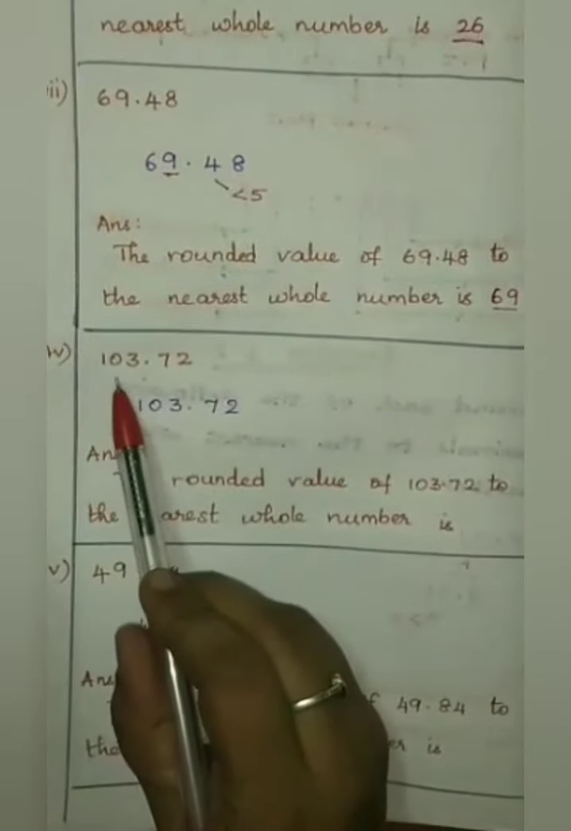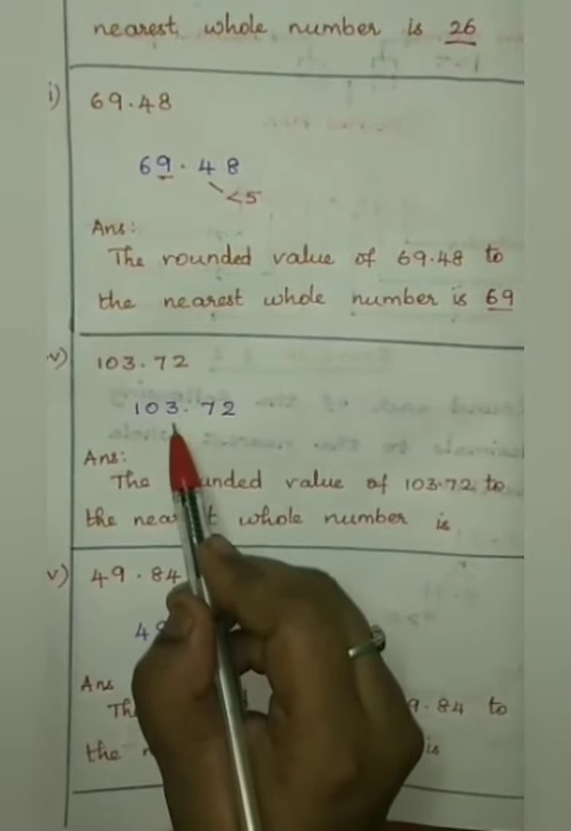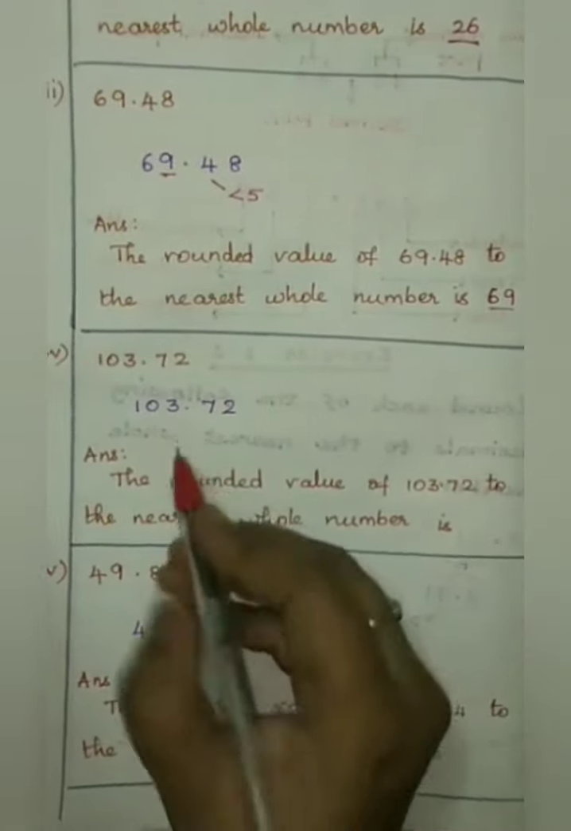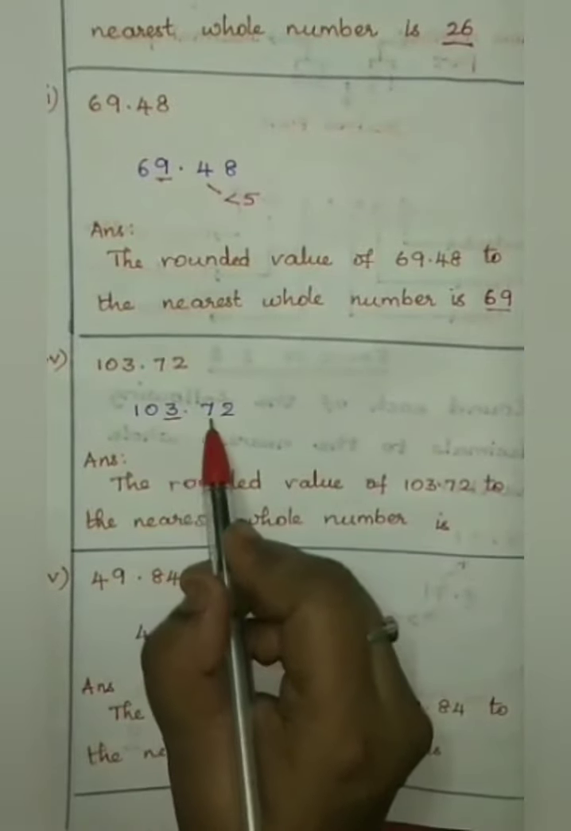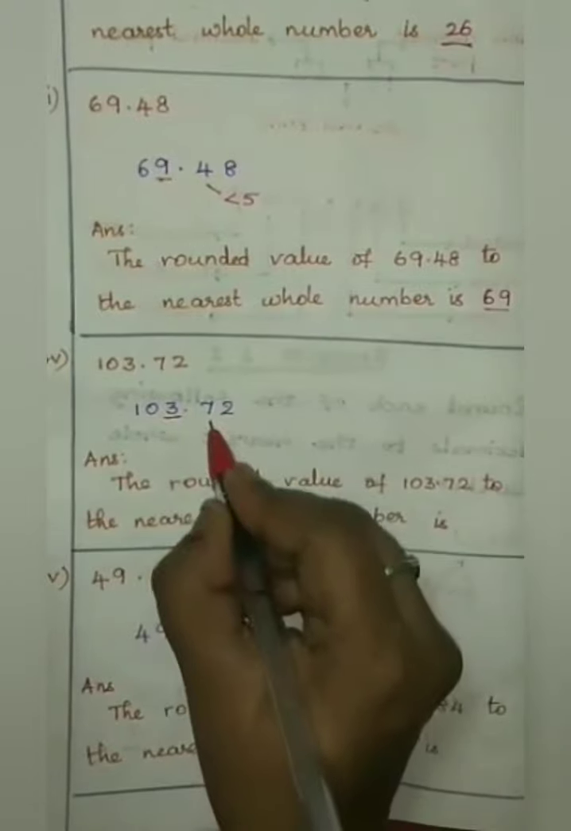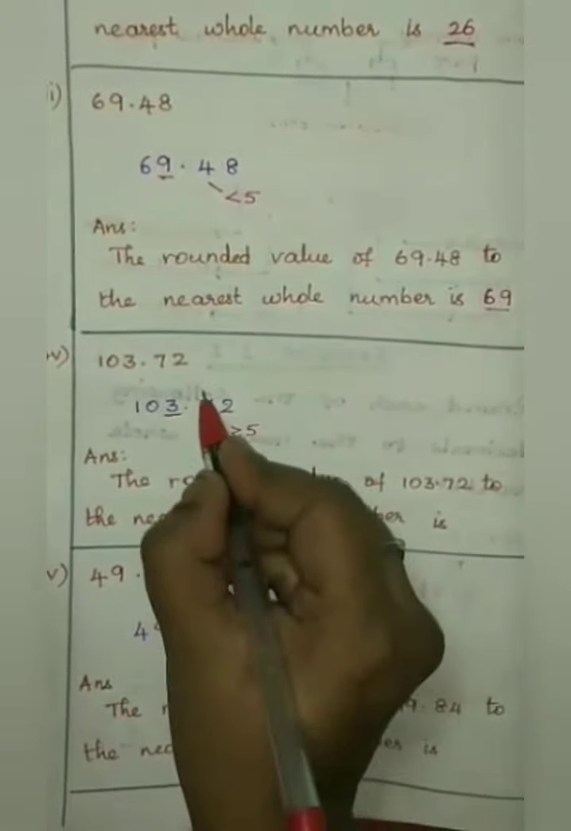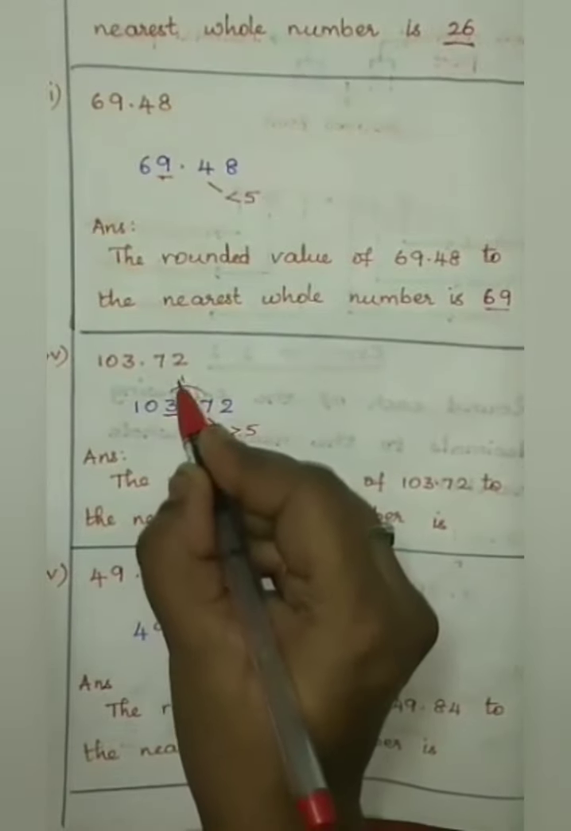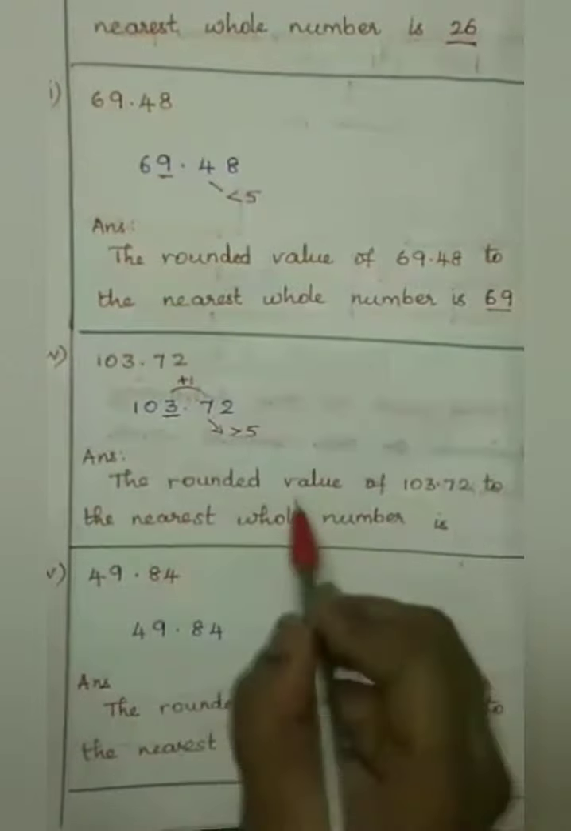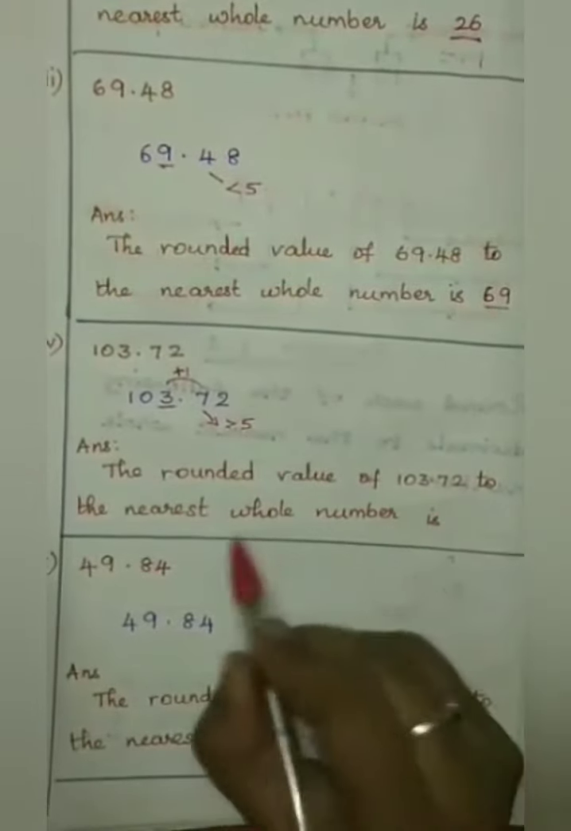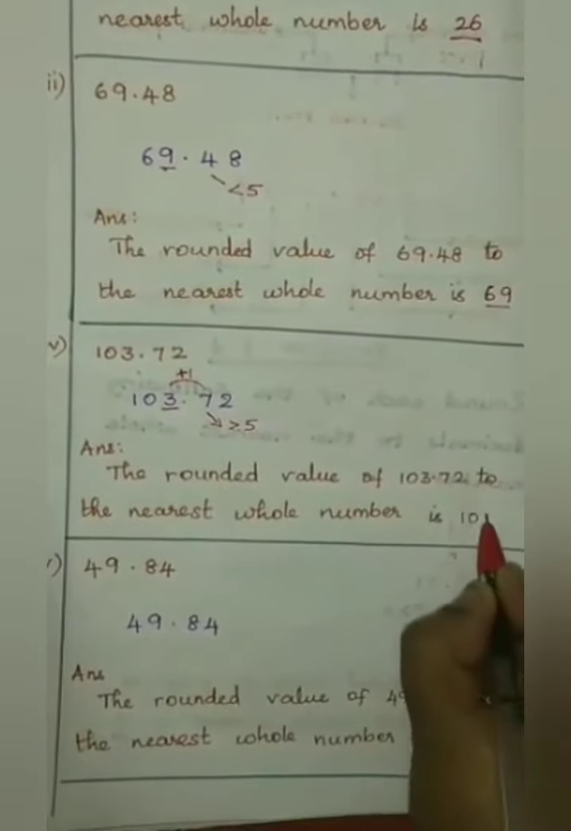Fourth subdivision, 103.72. So here you underline the rightmost digit in the whole number part and see the digit that comes after the underlined digit, that is 7, which is greater than 5. So add 1 to the underlined digit. So the rounded value of 103.72 to the nearest whole number is 104.